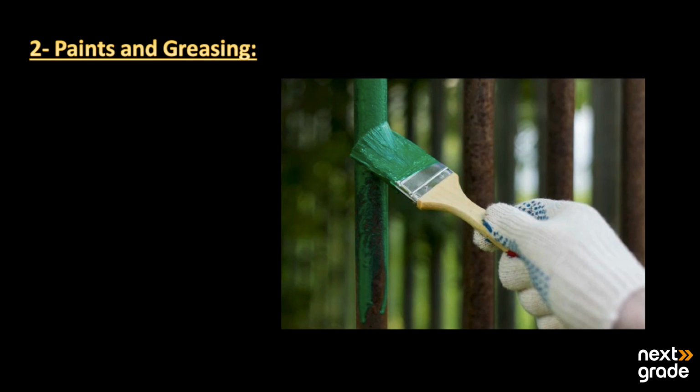Then we have the second method of preventing corrosion: paints and greasing. Basically, greases and paints can prevent the surface from the rusting of the iron. This is the best way to prevent the metal from rusting.